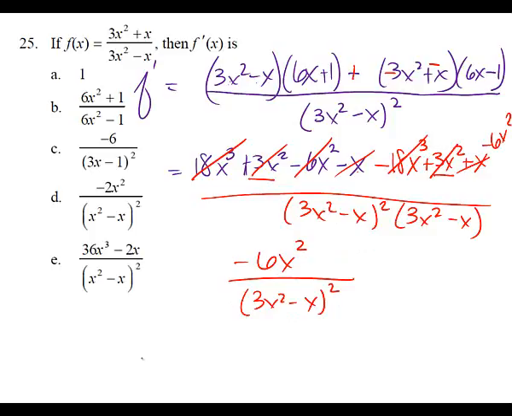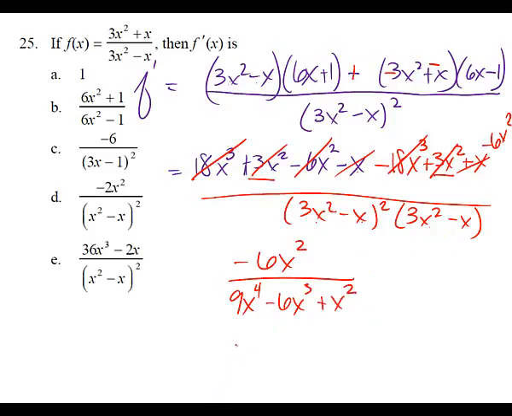So if I FOIL this thing out, my guess is I'd have to factor again to get to that denominator. This one's ugly. I probably wouldn't put this on the test. What's 3x squared times 3x squared? 9x to the 4th. In the middle, 3x squared times negative x would be negative 3x cubed. And I'm going to have two of those, so negative 6x cubed. And then negative x times negative x is positive x squared.